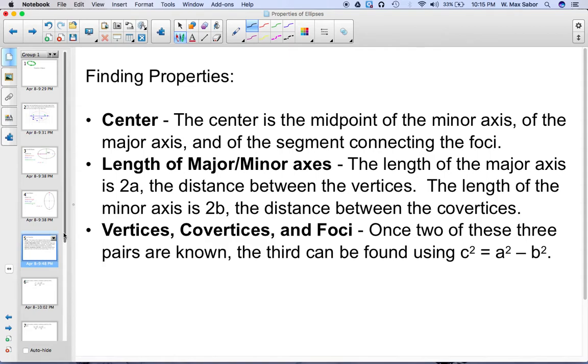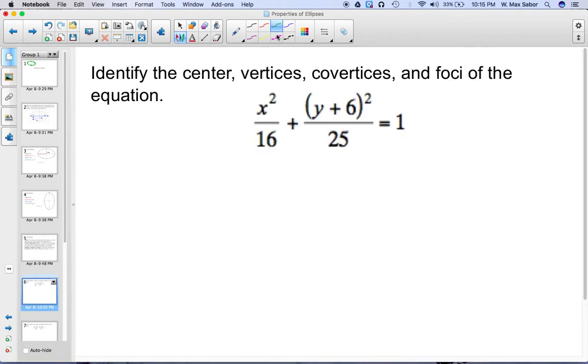And lastly, vertices, co-vertices, and foci. We said this was a, this is b, this is c, the distance from the center to each of these things. Once we know two of those distances, we can find the third using c squared equals a squared minus b squared. So let's do some practice.